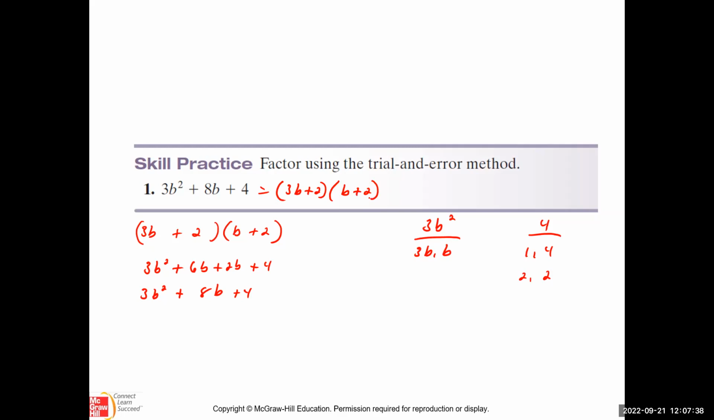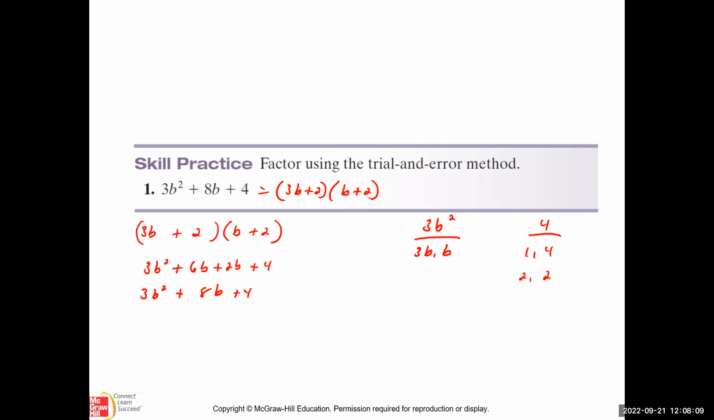And so you can see again that in this case, sometimes you get it right away, with the first combination that you try. And then if you don't, then you have to try another combination of factors. And so that's why it's called trial and error, because sometimes you'll end up testing multiple combinations of factors until you get, in this case, to the 8b. And so again, list the factors of the ax squared, list the factors of c, and then see if you can add up to the bx.